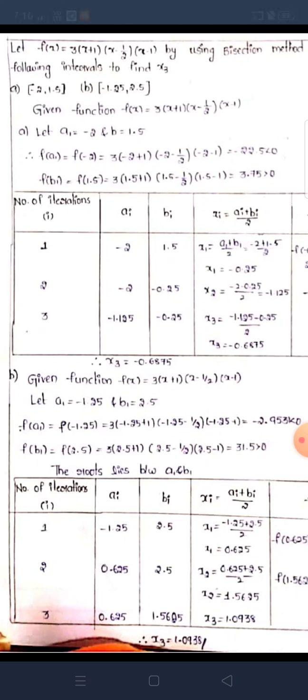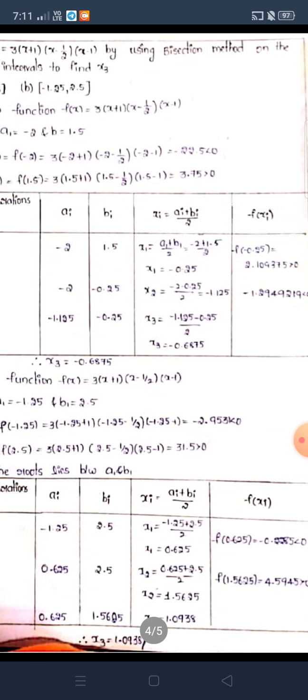f of b1 is equal to f of 1.5 is equal to 3 into 1.5 plus 1 into 1.5 minus 1 by 2 into 1.5 minus 1 is equal to 3.75. This is greater than 0. Therefore, the root lies between minus 2 and 1.5. Next, see the following table. Number of iterations i, ai, bi, xi is equal to ai plus bi by 2, f of xi.